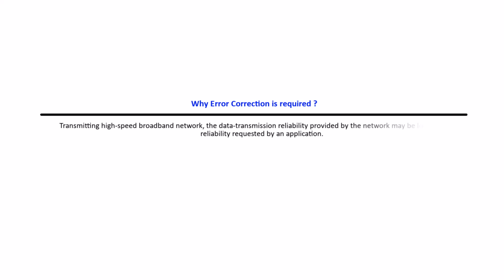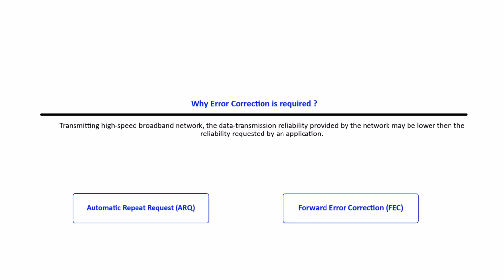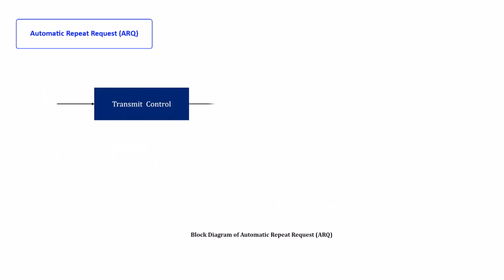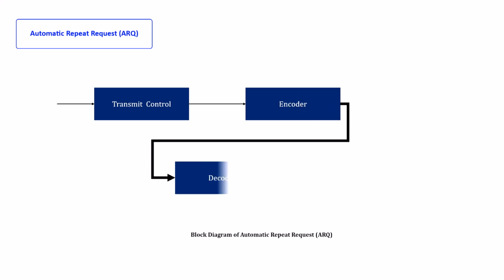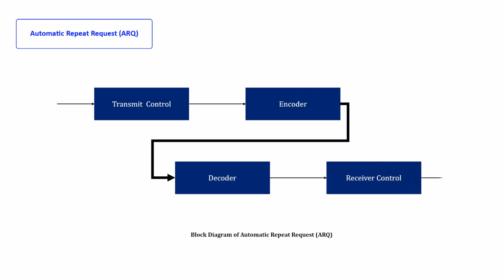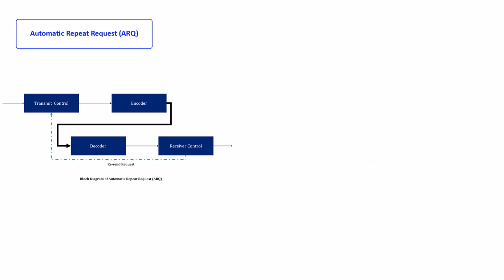Why is error correction required? When transmitting over a high-speed broadband network, the data transmission reliability provided by the network may be lower than the reliability requested by an application. To achieve this, the network must compensate for the difference in the bit loss rate. For improving reliability, two basic schemes are available: automatic repeat request (ARQ) and forward error correction (FEC). The ARQ scheme has been used for many years and is widely implemented. This technique uses a feedback channel between the receiver and the sender to request message retransmission in case errors are detected, and each request adds at least one round-trip time of latency.